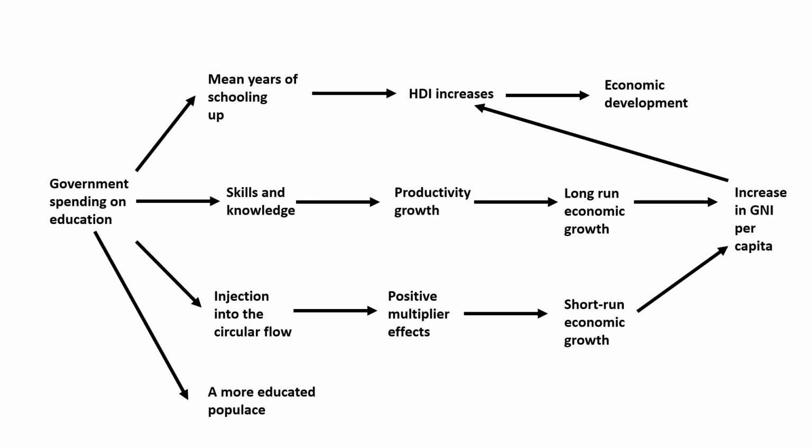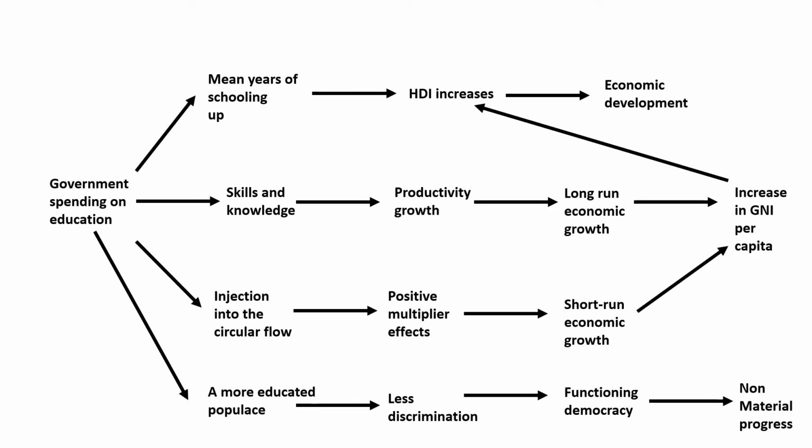Final linkage is the idea that education should create a more educated population. That should lead to more enlightened attitudes and less discrimination. Possibly you might be more inclined to be able to operate a functioning democracy, less corruption. So that would create non-material progress, which then feeds back into economic development.